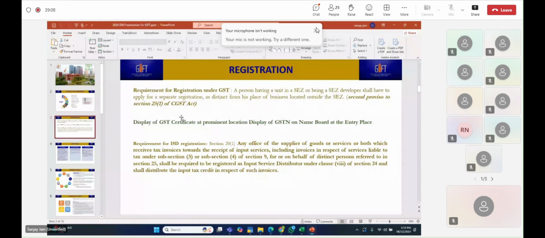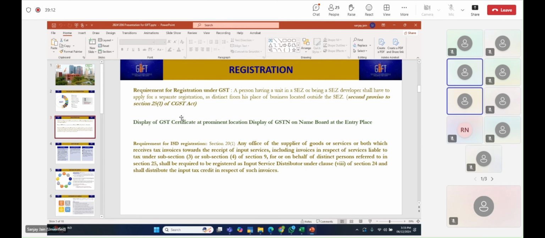So each SEZ unit requires separate registration, whether unit, developer or co-developer, because there may be some co-developers also in GIFT SEZ. Someone may already have an office in Ahmedabad and have taken registration in Gujarat. But whenever they start any business in SEZ, they have to take separate GST registration for SEZ business.